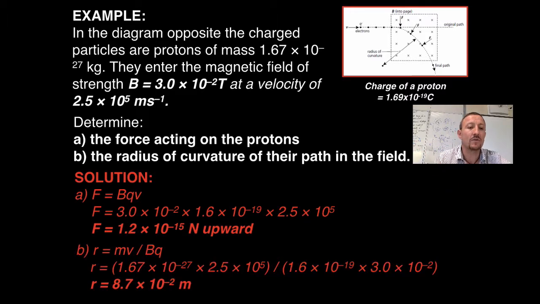Now, what else do we get? Well, we can see the radius of curvature of their path in the field. To work out the radius, we're going to be using the formula that we ran through earlier, which is mv over bq. We know what the mass is from the question, we know what the velocity is from the question, we know what B is from the question, and we also know what Q is from the question. So it's a simple calculation, and we get 8.7 times 10 to the negative 2 meters.